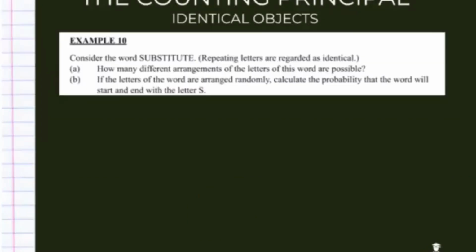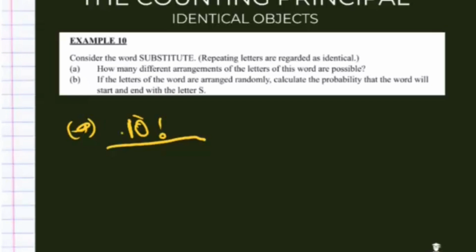Example 10 says, consider the word substitution. A wants to know how many different arrangements of the letters of this word are possible. So for A, how many letters are in the word? That's 1, 2, 3, 4, 5, 6, 7, 8, 9, 10 letters. That's 10 letters over. Let's look at what's repeating.